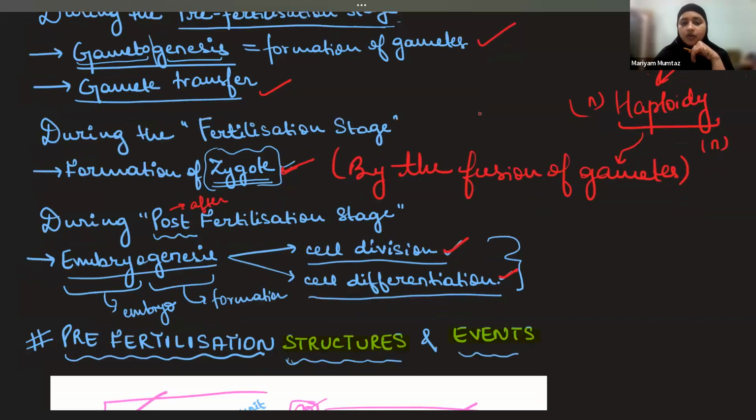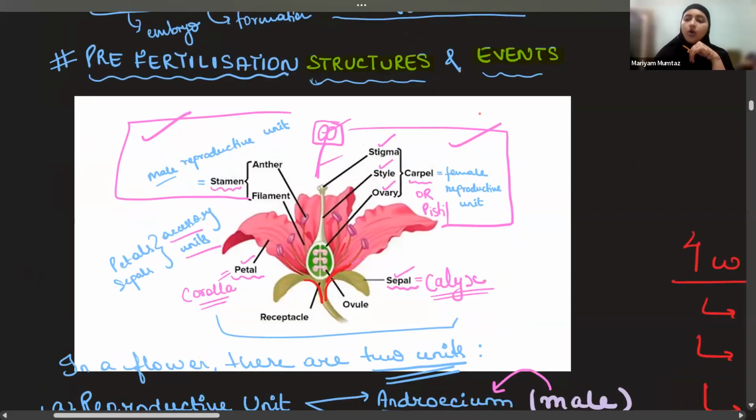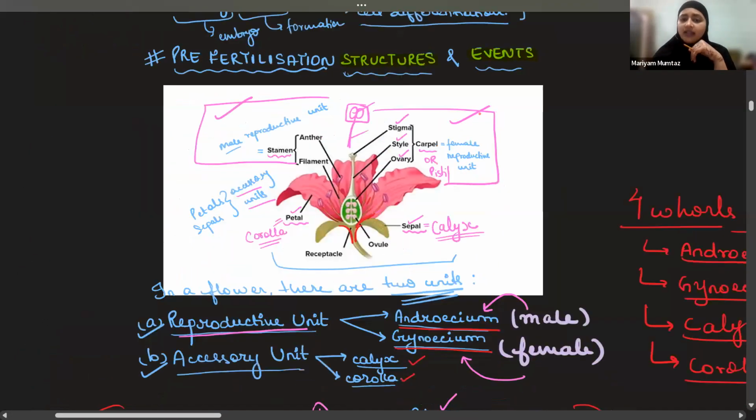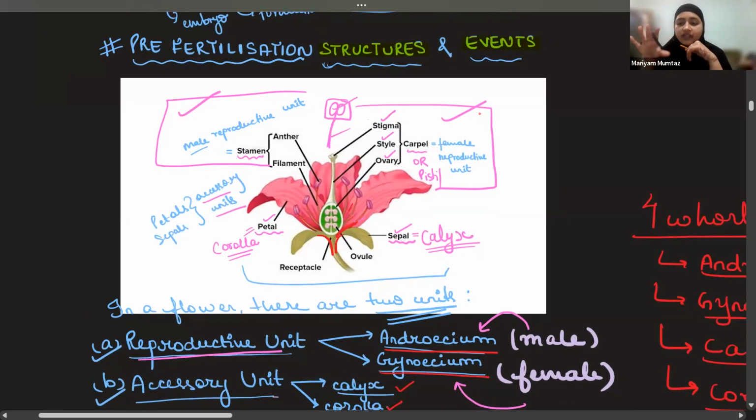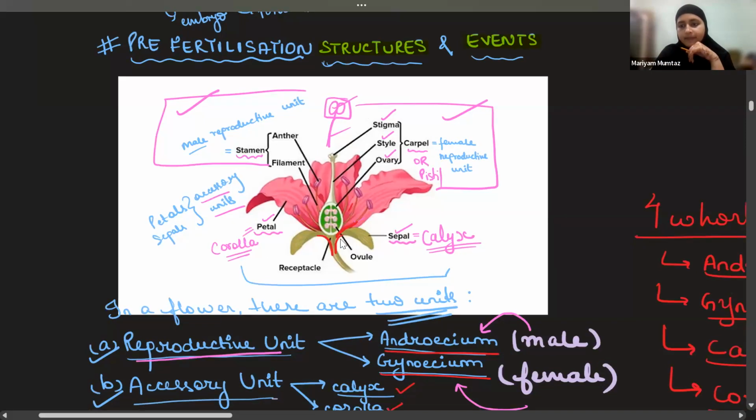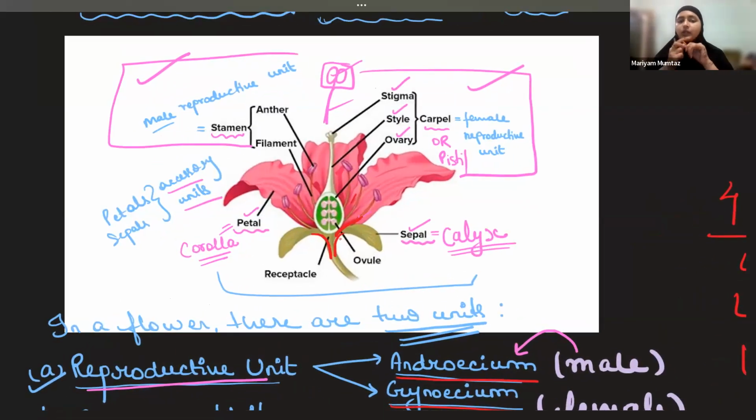Now we'll talk about all the structures, all the events that are involved in the pre-fertilization stage. Now, this is a flower right in front of you. When you look at a flower clearly, now I should have brought a flower. Anyway, I don't have it right now. I'll give you time to write. Just let me finish giving the introduction, then you write.